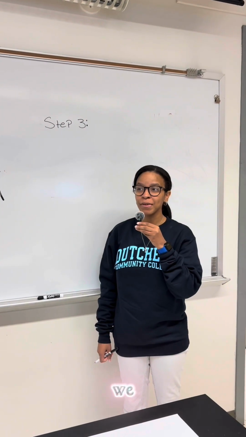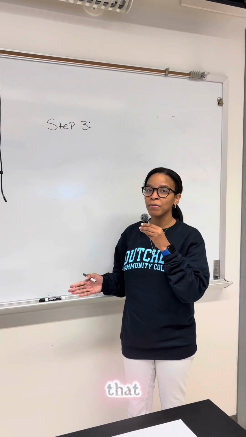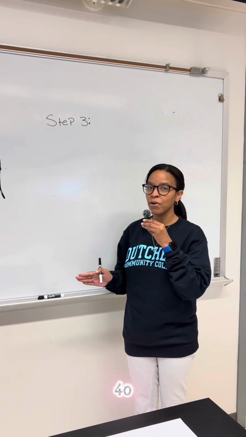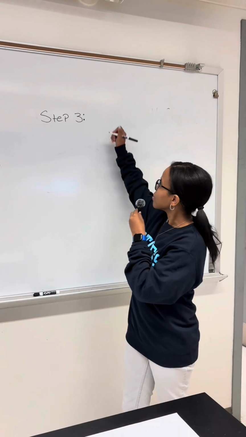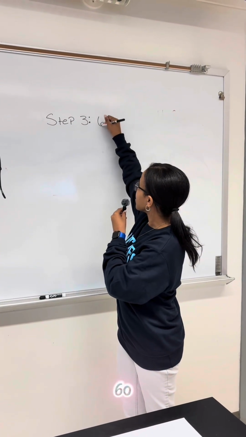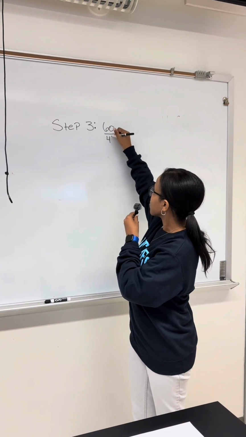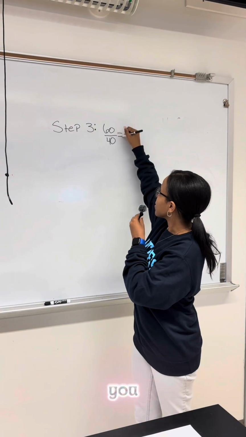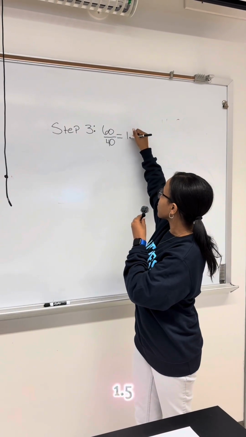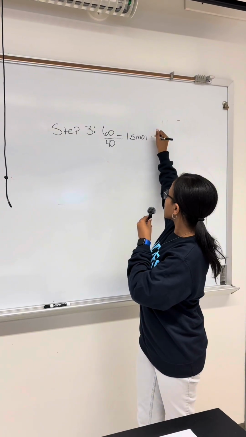Alright you guys, now that we did step 2, let's move on to step 3. Now that we canceled the 60 grams and 40 grams of NaOH, we're going to divide them together. So we have 60, and then there's 40. Divide them together, and you get 1.5 moles of NaOH.